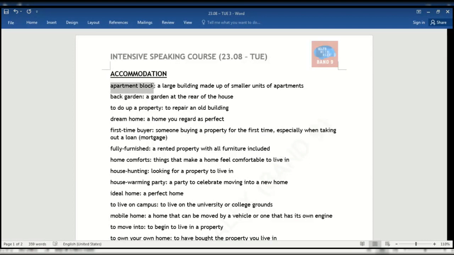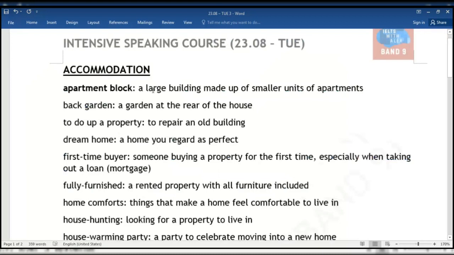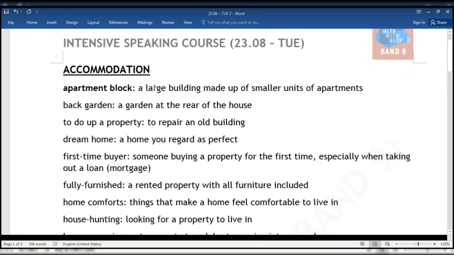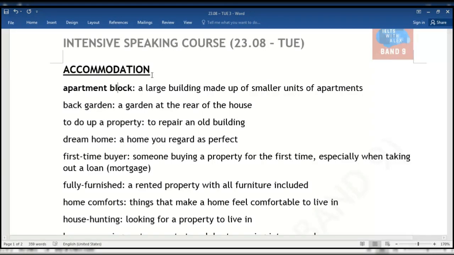Accommodation. The first thing is apartment block. Block doesn't mean a block on Instagram or some kind of social media. Block in general can be used to talk about a lot of something. When you have a collection of text, you can say a block of text. If you have a lot of water bottles, for example, you can call that a block of water. So apartment block means a place where there's a lot of apartments.